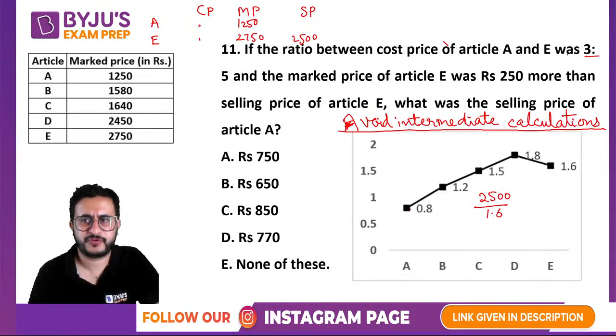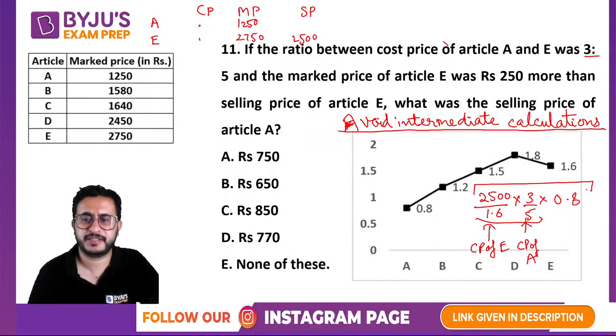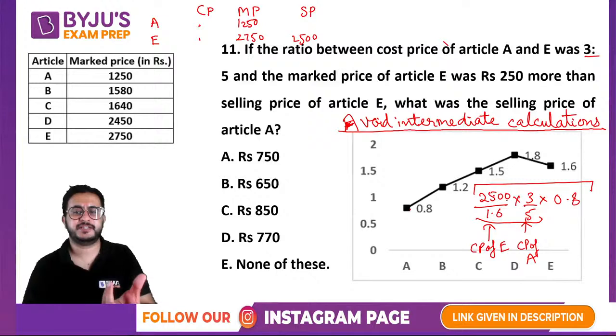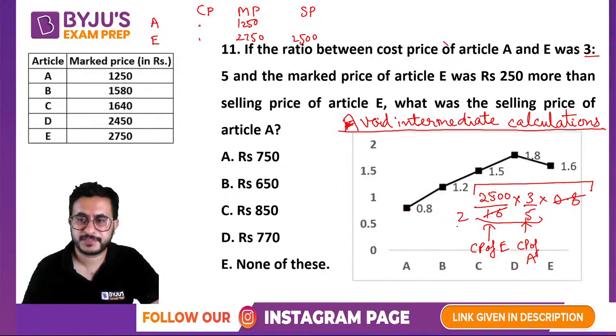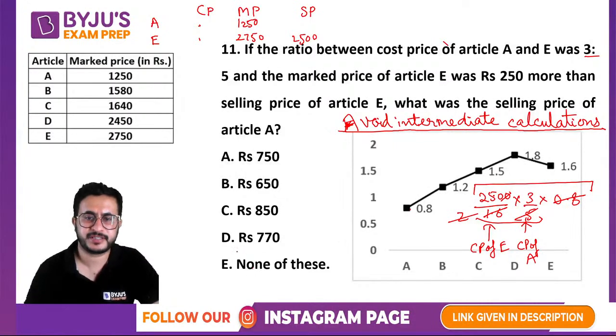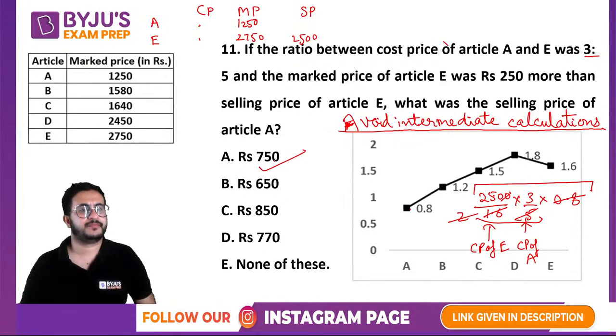Now this is 3:5, right? So for A it will be 3:5. ये क्या? This is CP of E. This is CP of A, and its selling price is 0.8 times. So this combined thing is directly giving us the answer, right? So if you calculate this much, this will give you this. Do not calculate this value, do not calculate this value, straight away calculate the final value. So this is 2 times, okay? So 5 into 2 is 10, right? So 250 into 3, 750. That will be the answer.